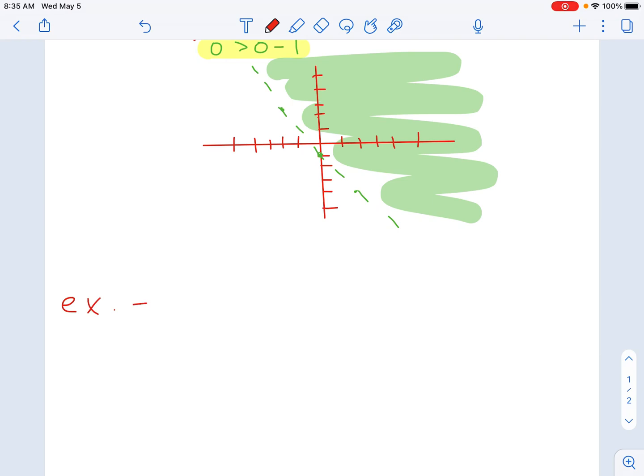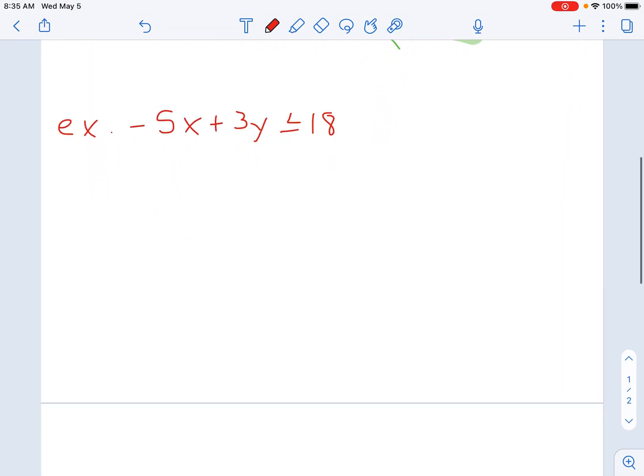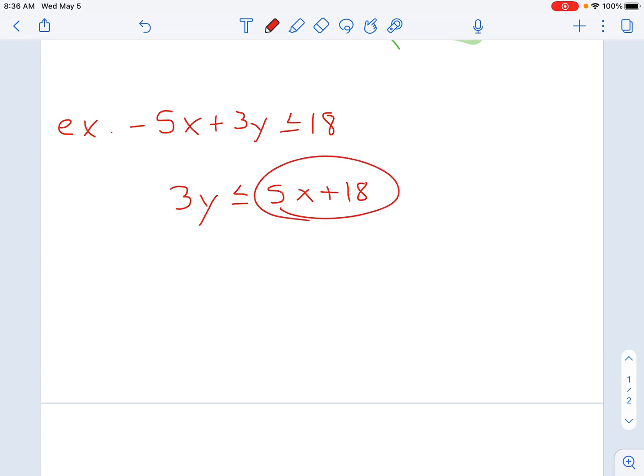Let's say we had, and I'll make this a little harder, negative 5x plus 3y is less than or equal to 18. All right, so we need to do a little algebra here to get this going. So I want to get y by itself, and so I'm going to move everything to the right side. I'll move the negative 5x over, so I have 3y is less than or equal to 5x plus 18. Of course, these are not like terms, so I can't combine those. And I'll divide everything by 3. So y is less than or equal to 5/3 x plus 6.